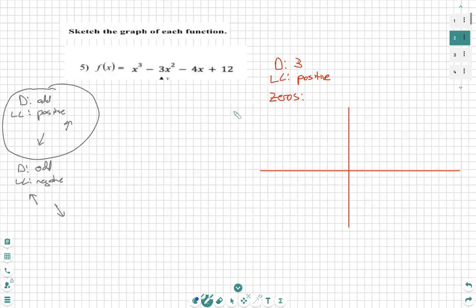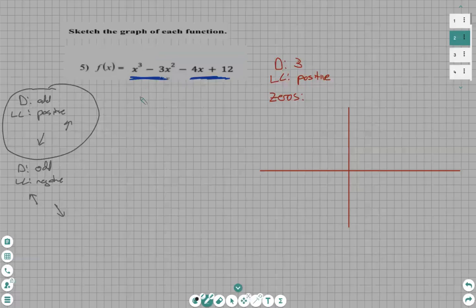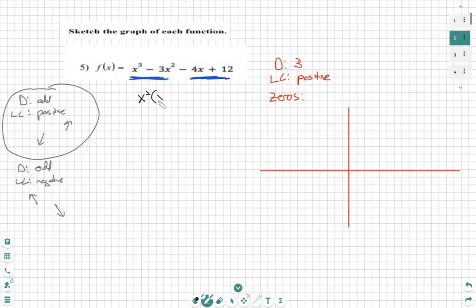Next, what we need to do is find the zeros. To find the zeros, we need to factor. We have 4 terms, so the hint there is we need to GCF it and do grouping. First, I'm going to underline both terms. In the first group I can see I need to take out an x squared, so I will do so. I pull out an x squared, and what is left is an x minus 3. Next, I'm going to pull out a negative 4 here, and I'm going to get an x minus 3.